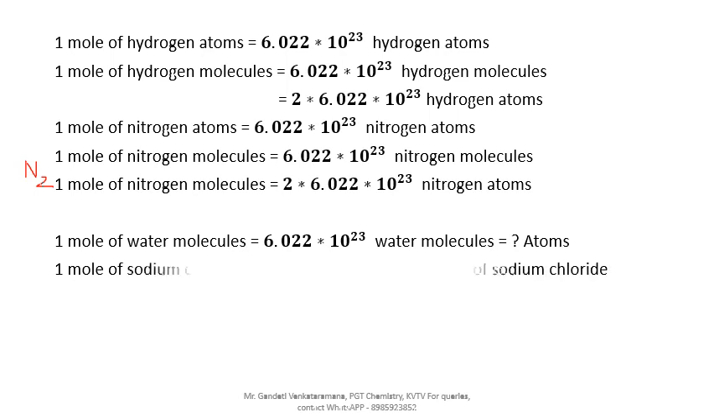Next, 1 mole of sodium chloride equals 6.022 × 10^23 formula units. In the case of sodium chloride and calcium chloride, we use formula units and formula mass. Remaining is same as usual. So 1 mole of sodium chloride equals 6.022 × 10^23 formula units of sodium chloride. Here sodium chloride is present on the left hand side, and on the right side also sodium chloride.